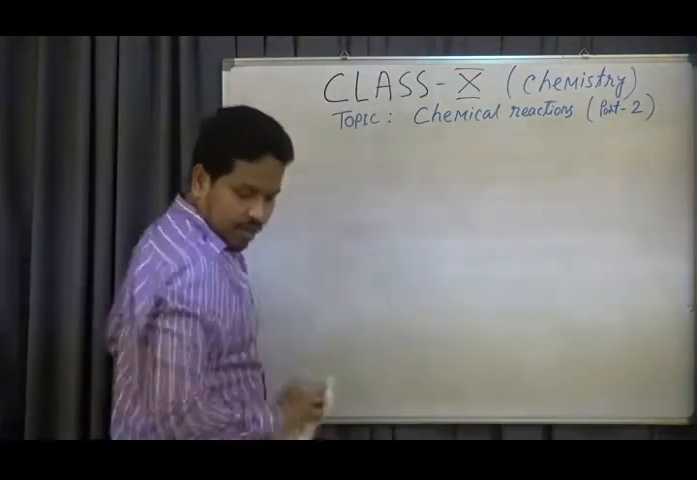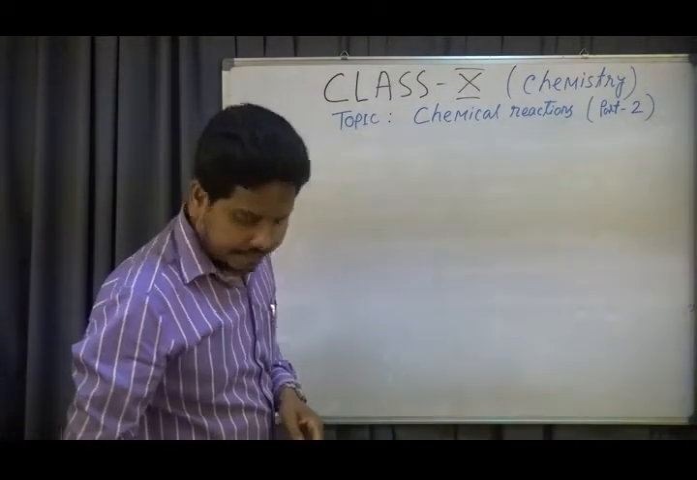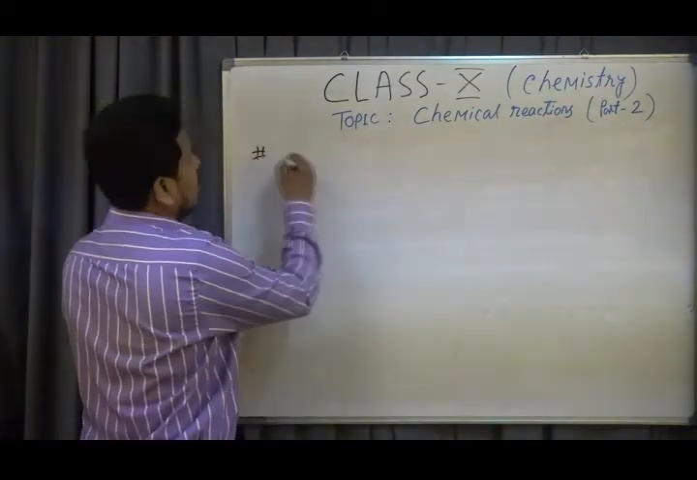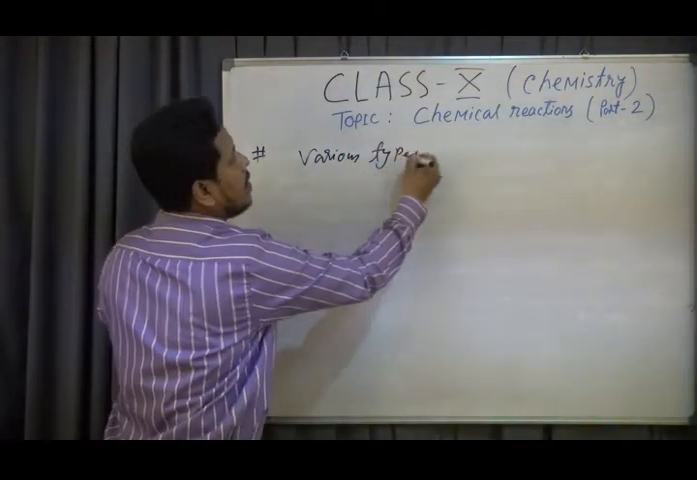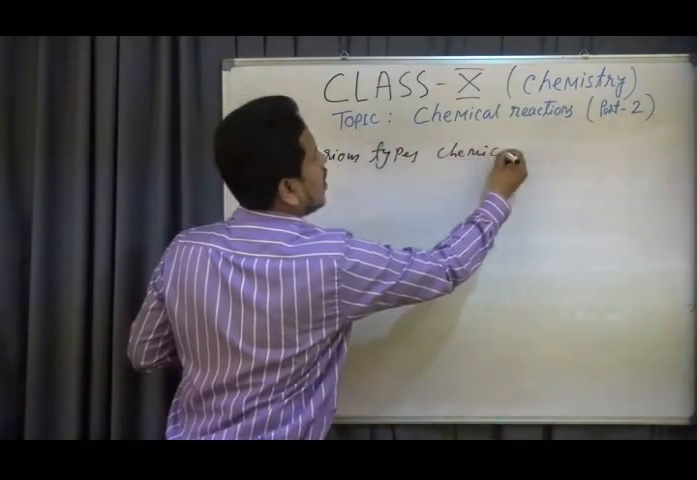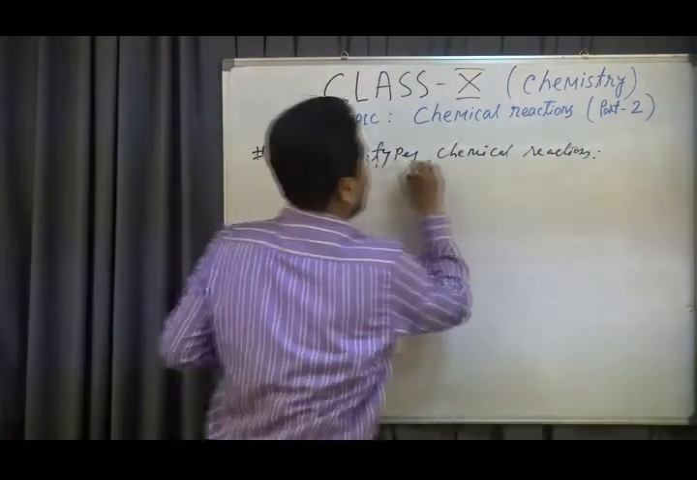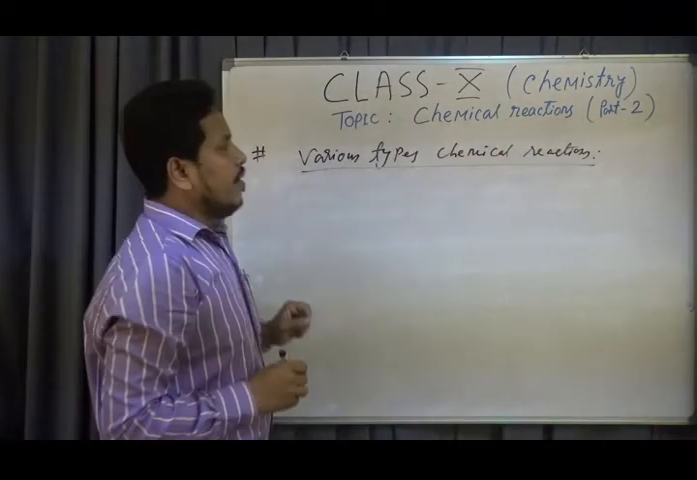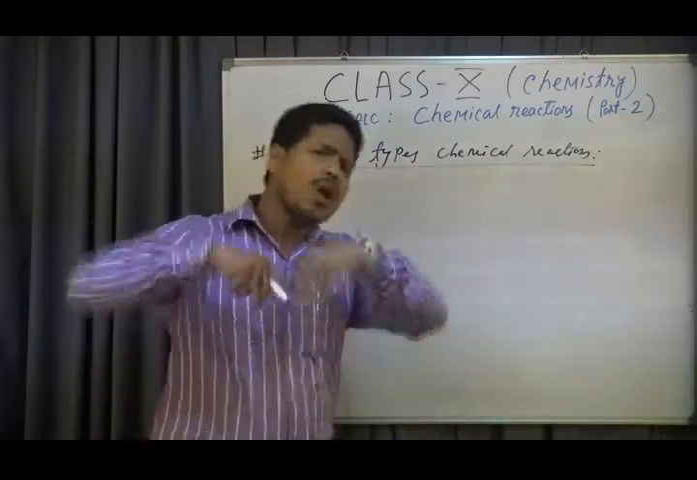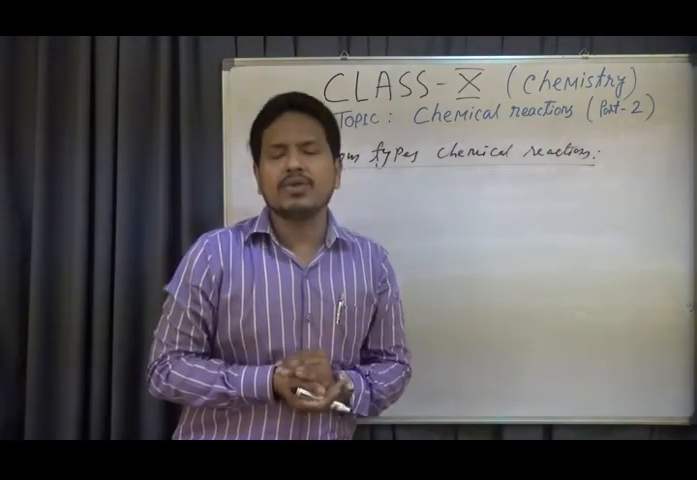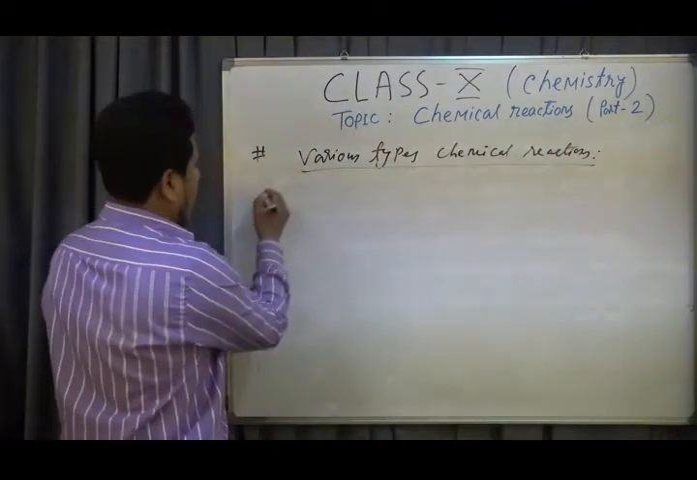Write down, my dear students. There are various types of chemical reactions. In your syllabus, there are 5 or 6 types of chemical reactions. We'll discuss one by one. Actually there are a lot of chemical reactions, but in your syllabus only 5 different types are there. So write down one by one, and I'll discuss one by one.